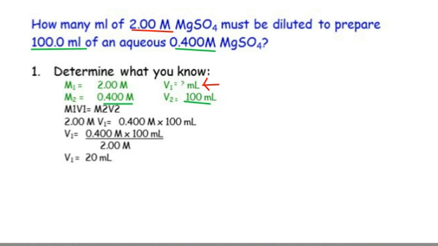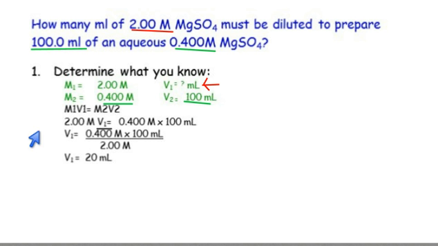And you just plug the numbers in. M1 times V1 equals M2 times V2. So it would be 2 molar times V1, and this is what we're looking for, times 0.4 times 100. You want V1 by itself.